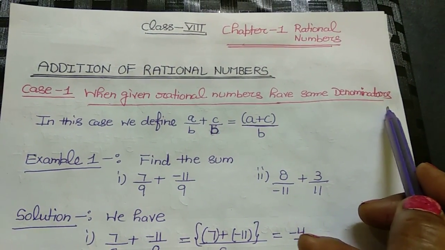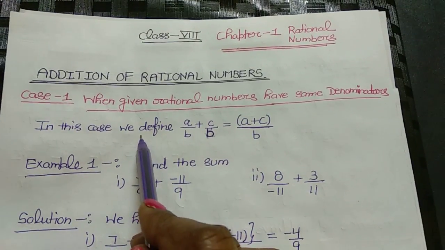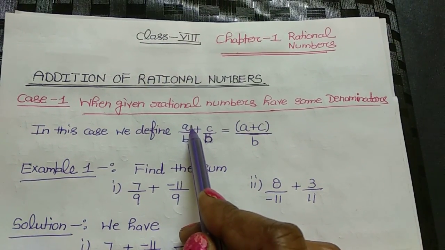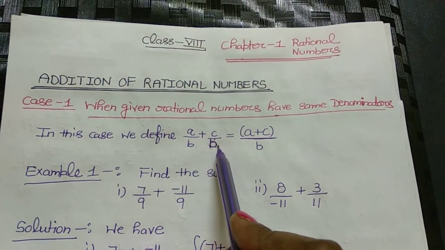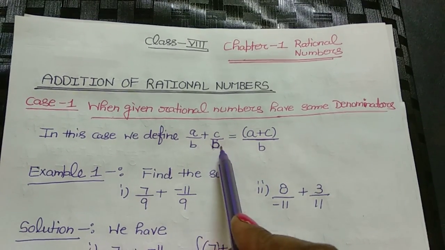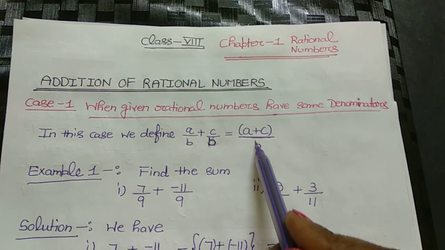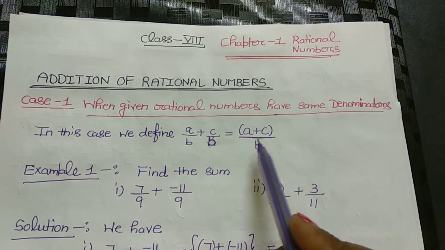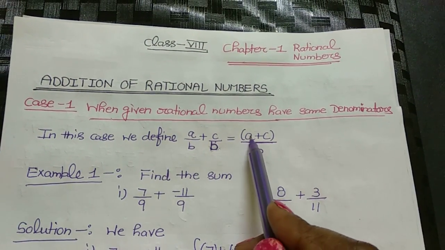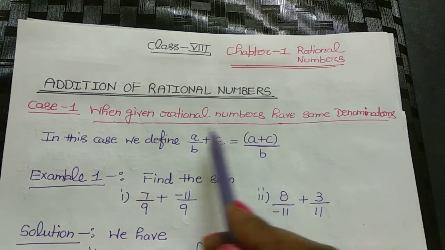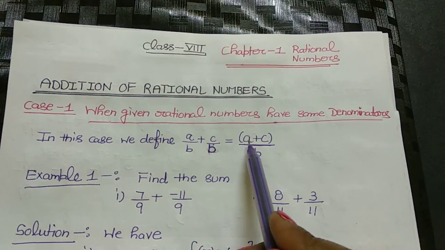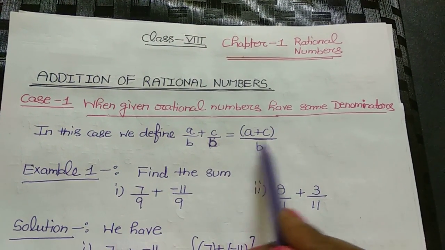In that case, if we have two rational numbers a upon b and c upon b, in which the denominator b is same, we take the common denominator and we add the values of their numerator. So here the numerators are a and c, so we will add a plus c and we will write their common denominator.